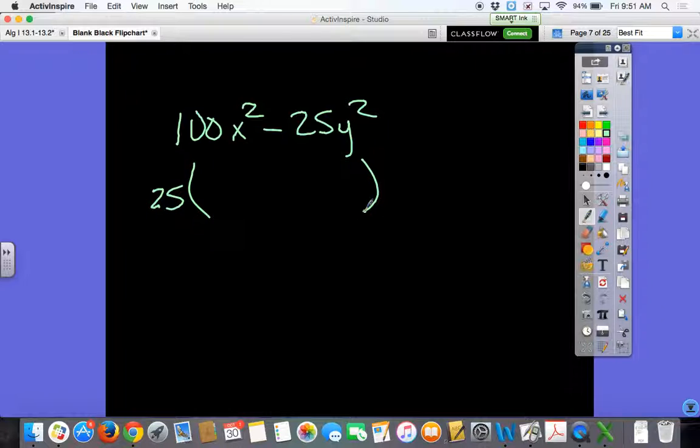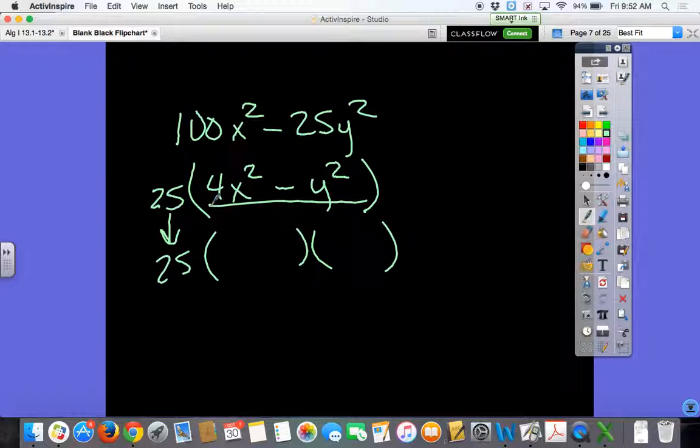Let's do one more of those just to make sure that everybody's on the same page. If we've got 100x squared minus 25y squared. Well, 25 goes into both. If you take 25 out, that leaves 4x squared minus y squared. So keep your 25. You cannot throw that thing in the trash. Just bring it all down. You can now factor the inside according to the difference of two squares. So there's your 2x, a 2x, a y, a minus, and a plus. Now you are completely factored.